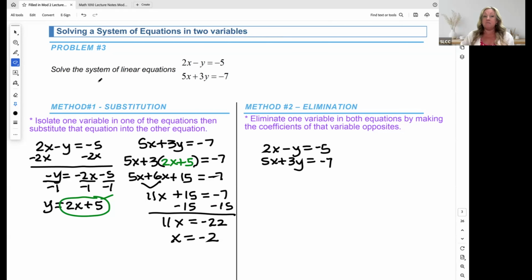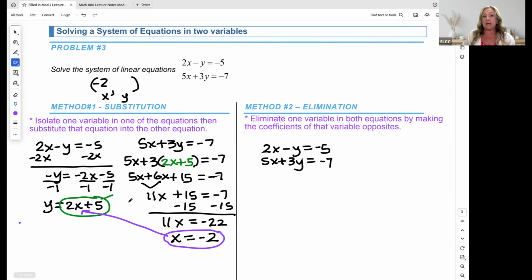So I have part of my solution. Remember, a solution is made up of an x and y coordinate, an ordered pair. I found that my x was negative 2, so I'm going to put that in there. Now I need to find my y. So I'm going to take x, which we know to be negative 2, and put negative 2 in place of x here.